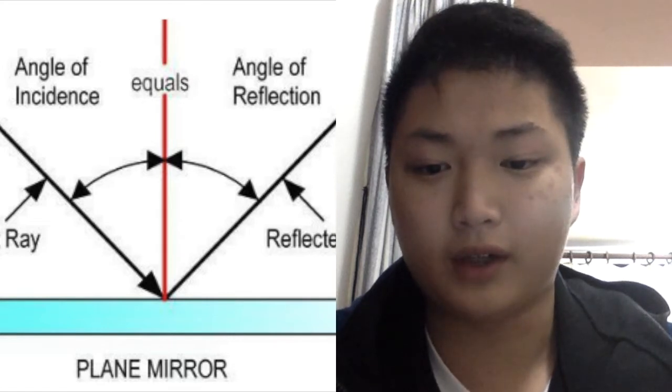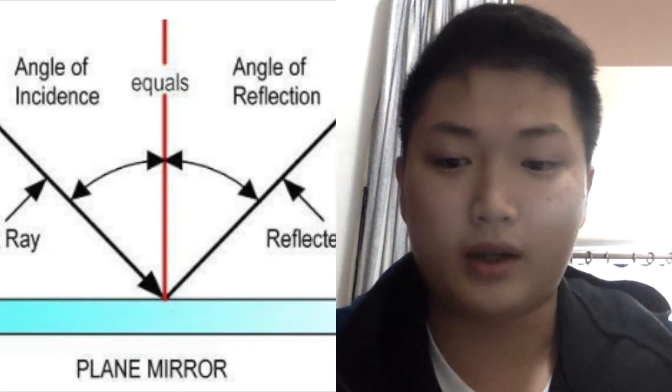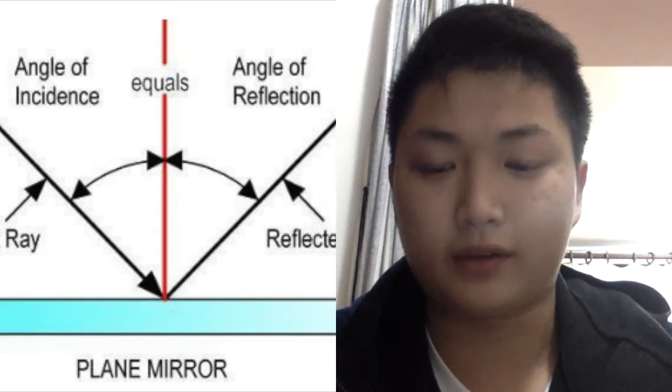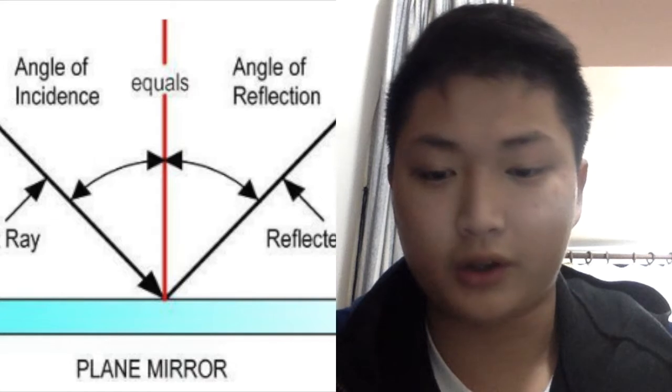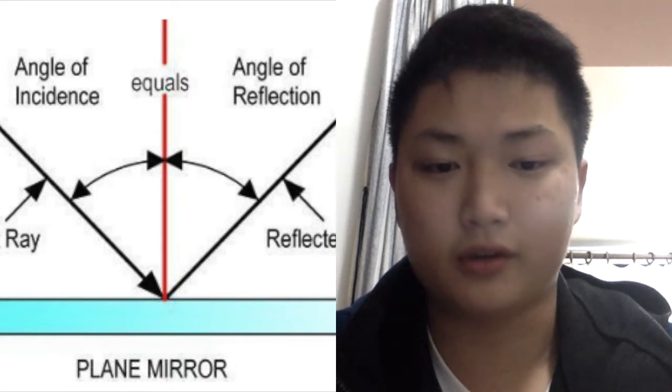The first line of light shone on the surface is also known as the incident ray, whereas the light reflected is known as the reflected ray. According to the law of reflection, the angle of incidence equals the angle of reflection.